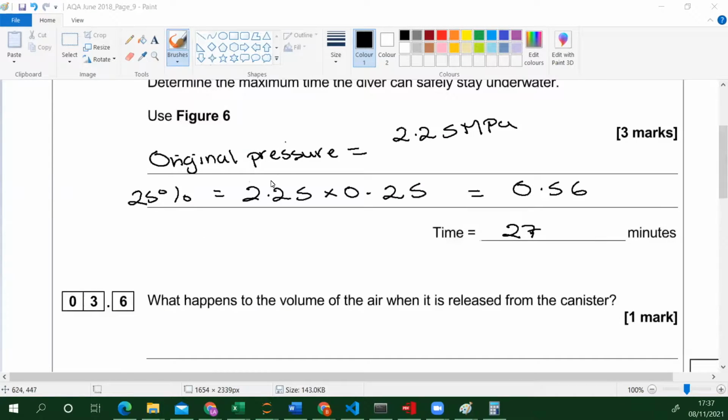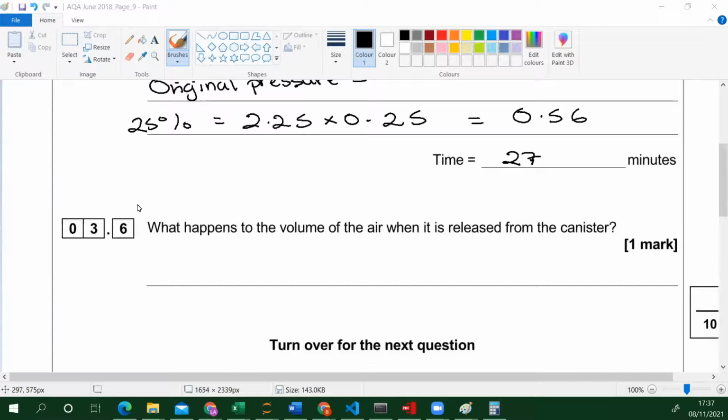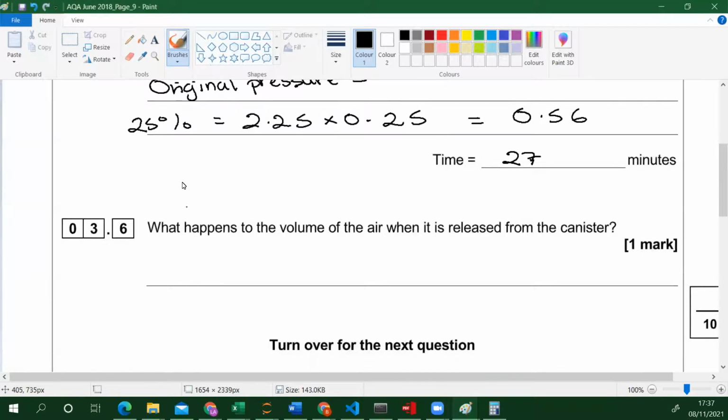So this is the question we looked at last time about the pressure in the diver's air tank. So we're going on to the next one. What happens to the volume of the air when it is released from the canister? This is talking about the volume of the air, not the canister. As it's reducing in pressure, the volume of the air increases. So the volume of the air increases.